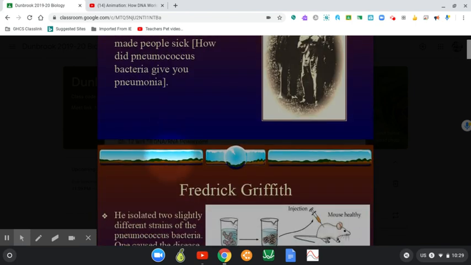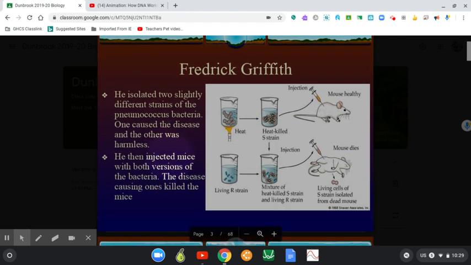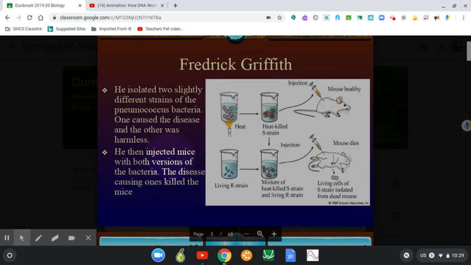So he did some experiments. Of course, in biology, we always have to kill a mouse, right? He isolated, or got by itself, 2 slightly different strains of the pneumococcus bacteria. One caused death, the other was pretty much harmless. And he did some monkeying around with this bacteria. He took some of the bad bacteria, injected mice, and they died. He then took some of the less harmful bacteria, injected mice, and they lived. But then he went a step further.